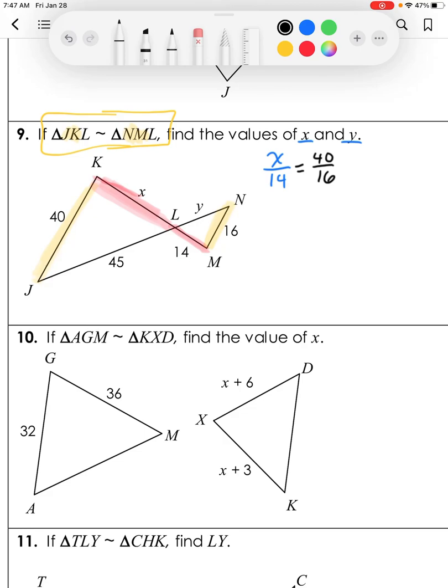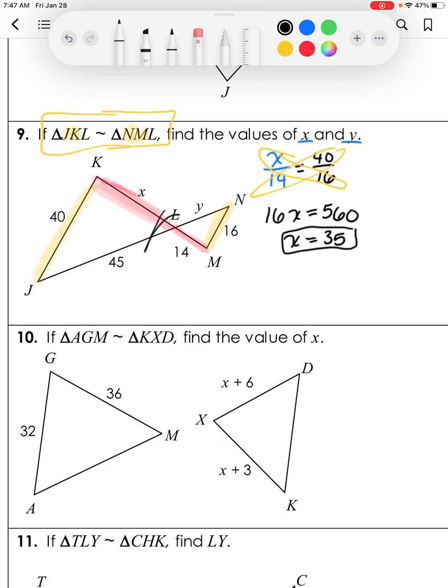We cannot have a proportion that has an x and a y in it. We can only solve a proportion if there is only one variable. So we're solving for x first. Okay, cross multiplying, we get 16x equals 560. So x is going to be 35.